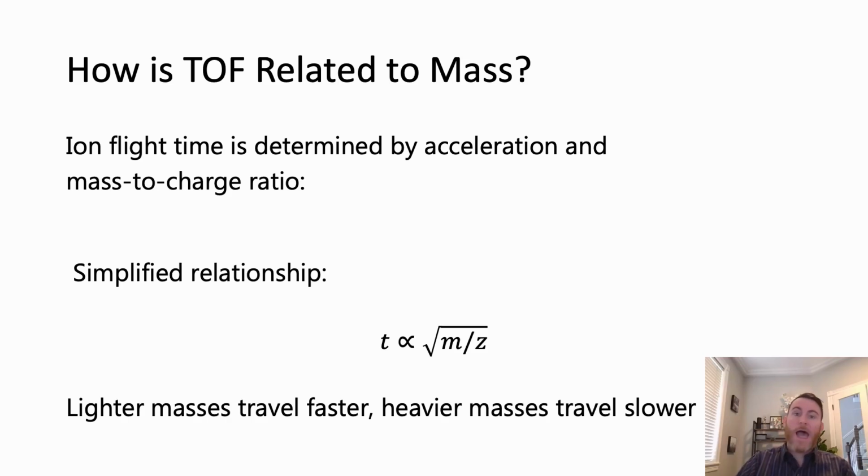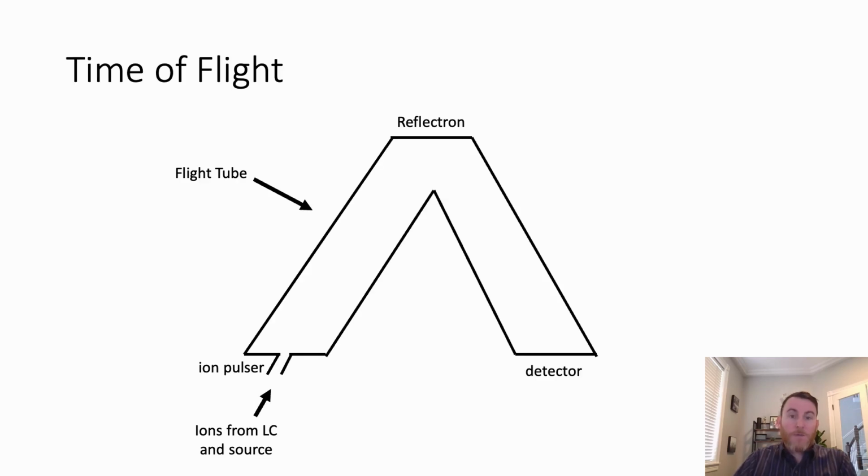So if you were able to accurately record how long it takes for an ion to go from one side of a flight tube, which I'll show you in a second, to the detector, that can then be back calculated to determine its mass. And this is quite accurate, and this is where it becomes what's called high resolution mass spec. This is my very oversimplified picture of what time of flight looks like.